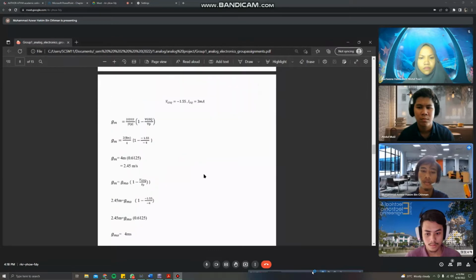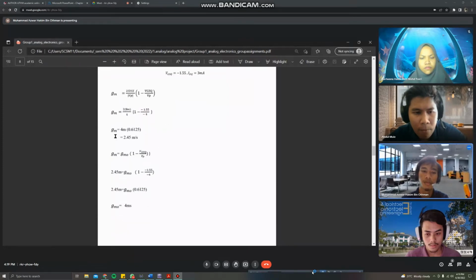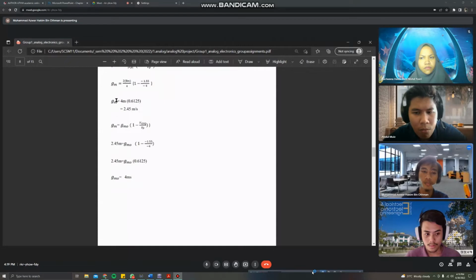After that, we find the value of transconductance. This is the formula for gm equals 2IDSS divided by VP, times 1 minus VGSQ divided by VP. We substitute the VGSQ into this equation and we get the value of transconductance. Then we find the transconductance out. This is the equation for gm out, and we substitute the gm value, so we get gm out.